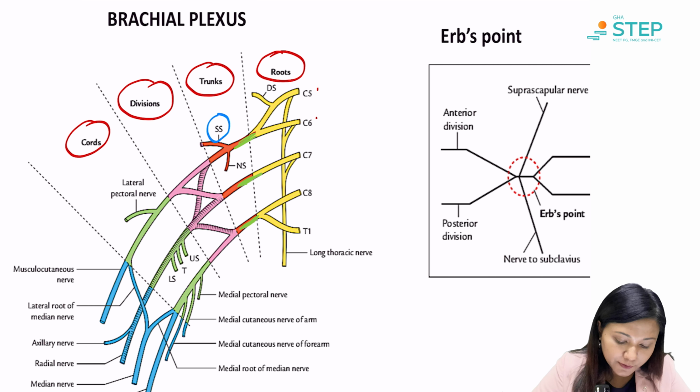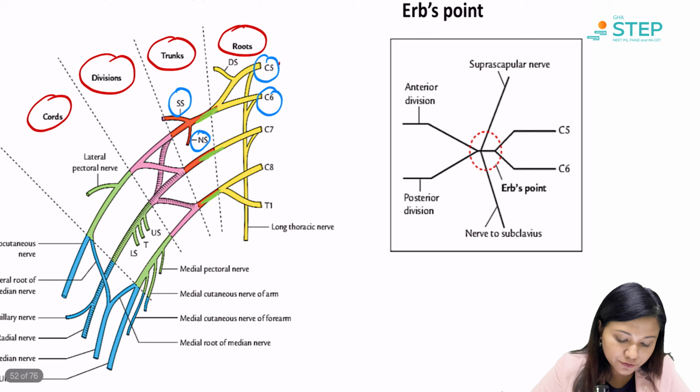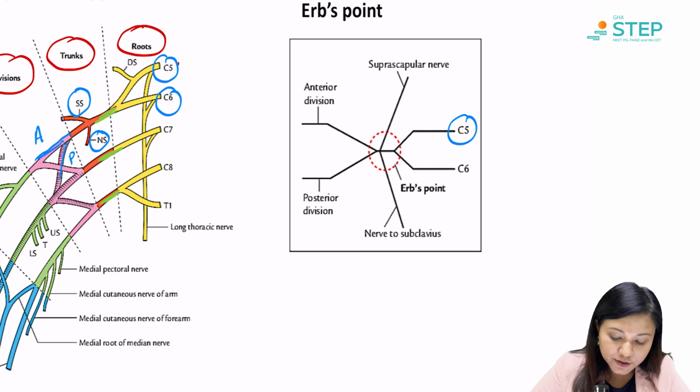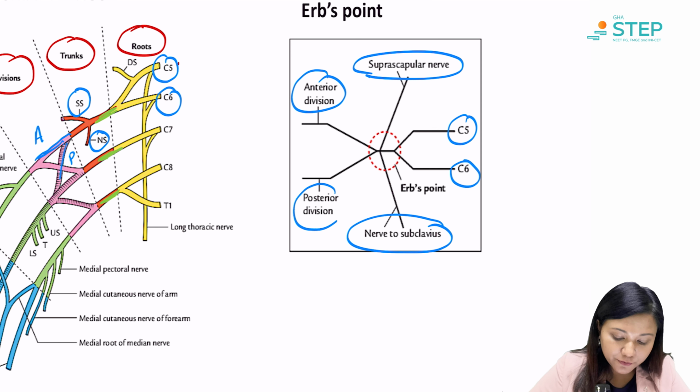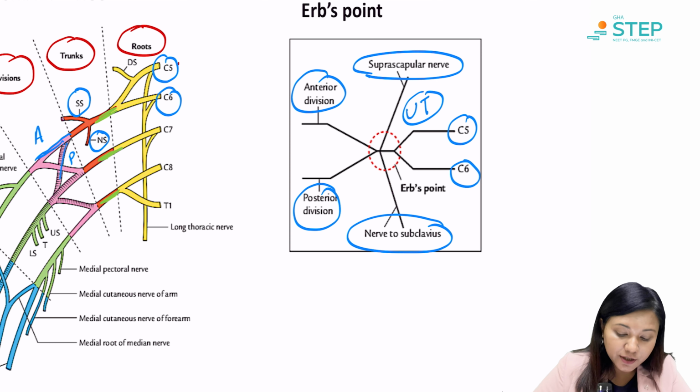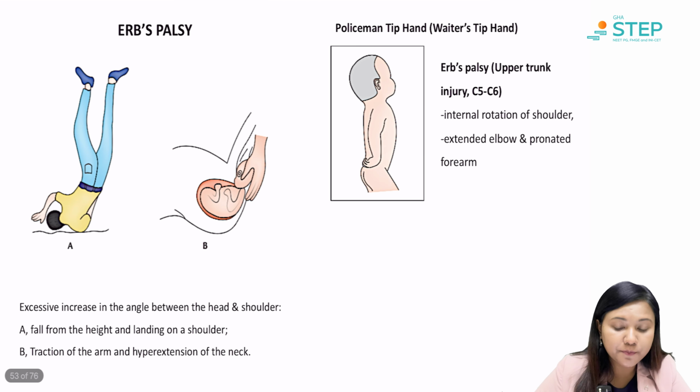As you can see, there are branches coming from the trunk, and those are the two roots, C5 and C6. Also you have divisions, anterior and posterior divisions. So you have six nerves coming through a point that is known as Erb's point: C5, C6, suprascapular nerve, nerve to subclavius, and the anterior and posterior divisions. Okay, and this is the upper trunk. So this point is known as Erb's point. Any injury to Erb's point will lead to a condition known as Erb's palsy.